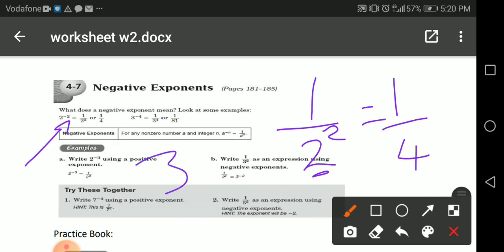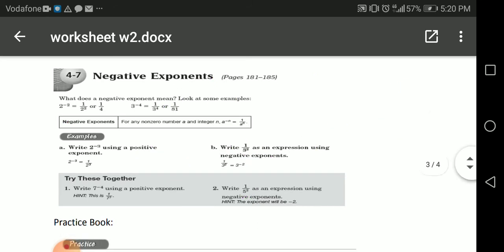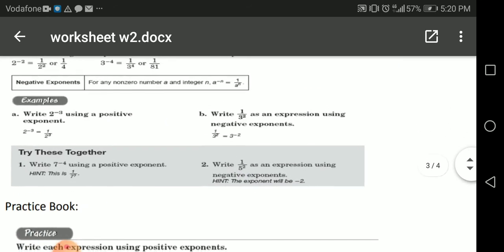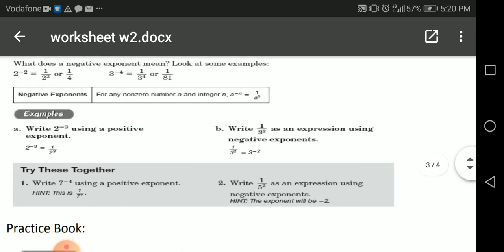What about 3 to the negative 4? Here we have a negative exponent, so it's very easy to make it like this. Okay, reciprocal, and do 3 times. Here 3 is repeated 4 times: 3 times 3 times 3 times 3. This means 81. Let's see how we can use this for a non-zero number a and an integer n.